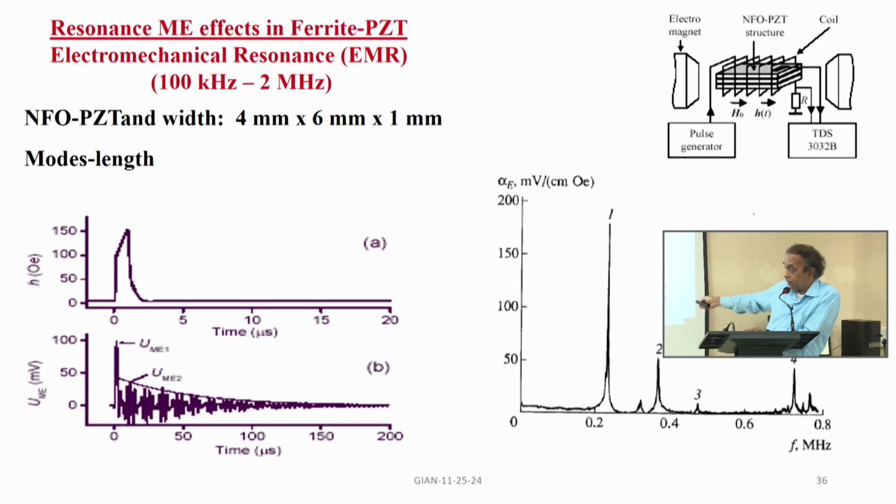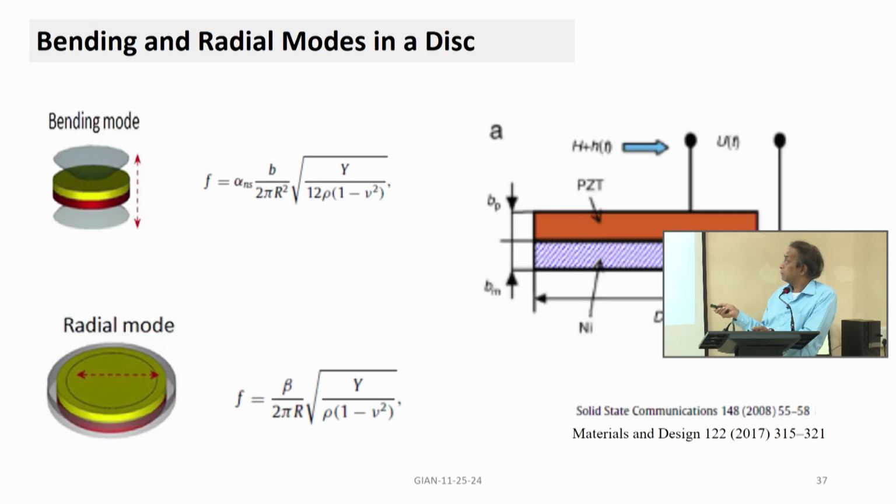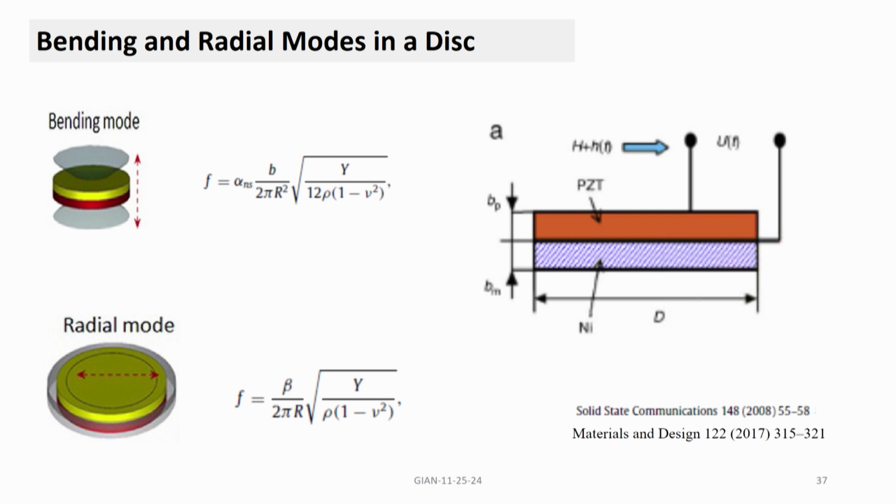So this frequency scale is in megahertz, because look at the dimension. It's 4 millimeter wide, 6 millimeter long, 1 millimeter thick. So the longitudinal resonance will happen along the 6 millimeter length. That's why it's 200 kilohertz here, 400, and all the way up to 700 kilohertz. The frequency is higher, and we didn't look at the thickness mode. It will be in tens or hundreds of megahertz. Okay, this is some theory, I'll just ignore it.